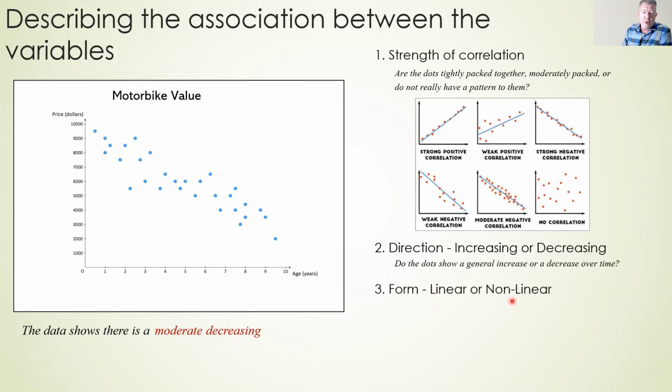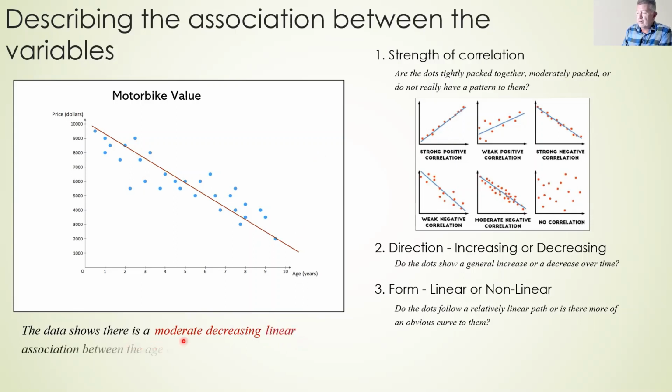And the third one we need to talk about is the form. Is it linear or non-linear? So that means, do the dots follow a relatively linear path, or is there a more obvious curve to them? Well, there's no real curve to that, is there? If we put a line of best fit in there, a regression line, you can see they're all pretty much going down in that direction. When we say curve, it's something like it would go down and then up like this. There's no real curve to it. So we just say there's a moderate decreasing linear association between the age of a motorcycle and the price.